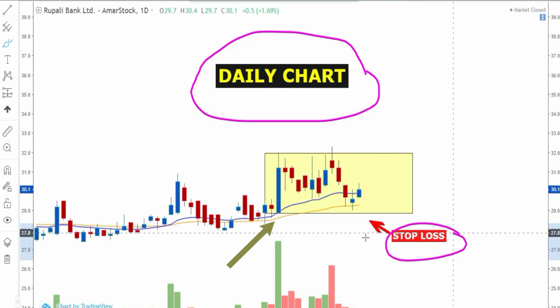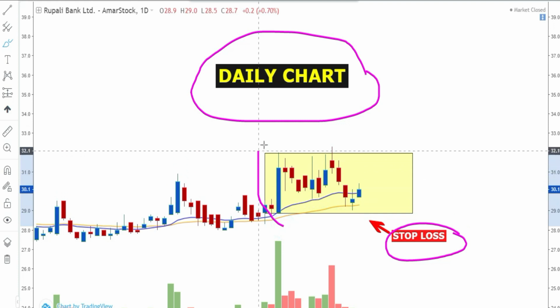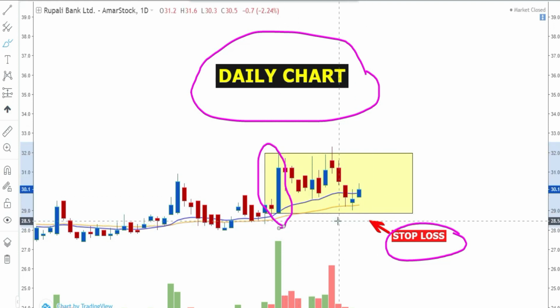My advice, as the mother index is in correction mode, stay aside. Cash is king. Don't take any tension. Wait and see. Without confirmation, no entry.